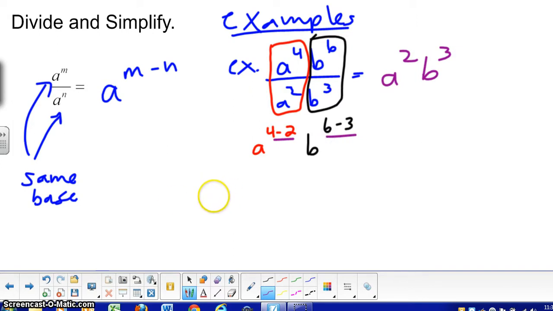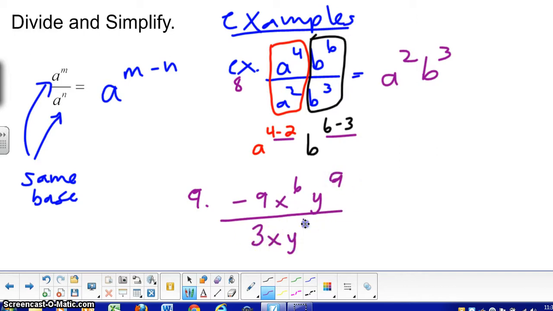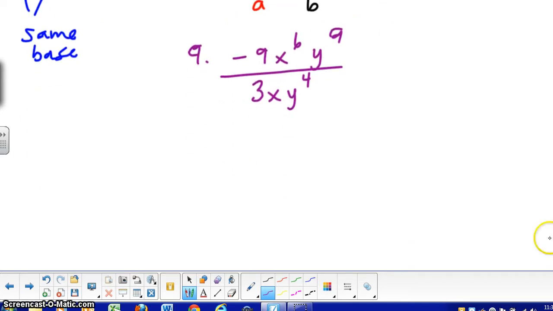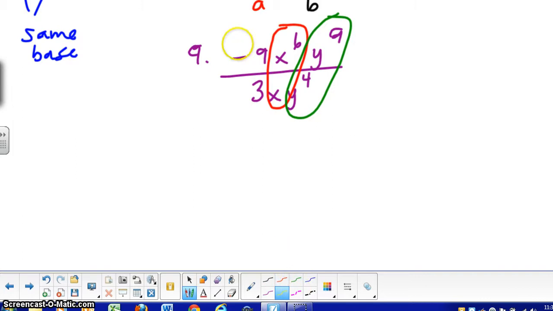Okay, so let's go on to the next one. I think that was number 8, so then this would be number 9. Okay, and in number 9, the problem I want to do is negative 9 x to the 6th, y to the 9th, and then 3 x y to the 4th. Okay, so let's group the ones with the same base together. Here are the x's, and here are the y's, and then there's just some regular old numbers right here, so you can just do those by themselves.